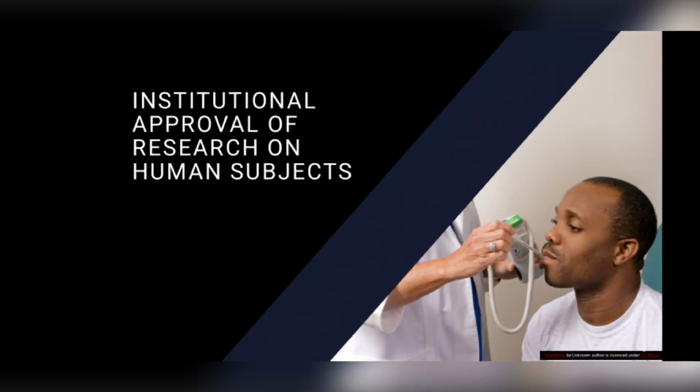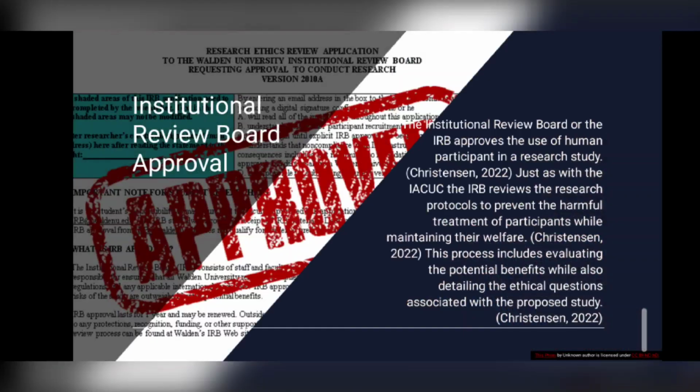Institutional approval of research on human subjects. The Institutional Review Board, or the IRB, approves the use of human participants in a research study. This process includes evaluating the potential benefits while also detailing the ethical questions associated with the proposed study.